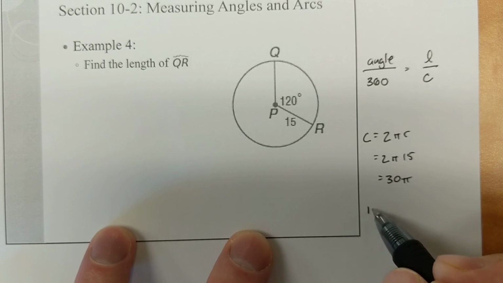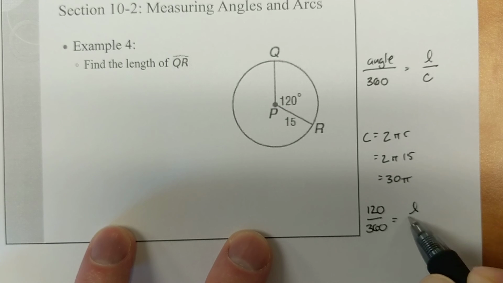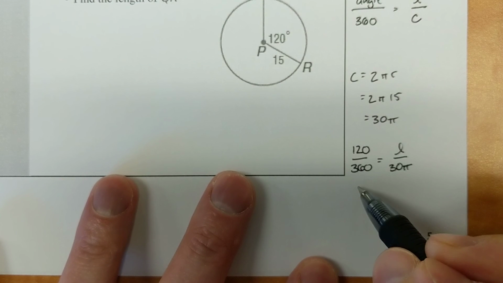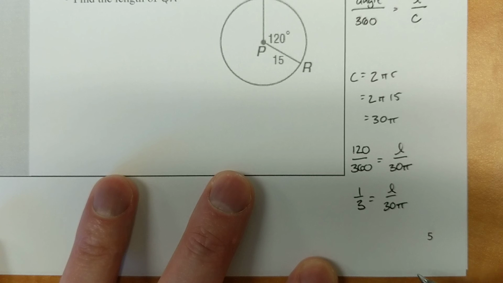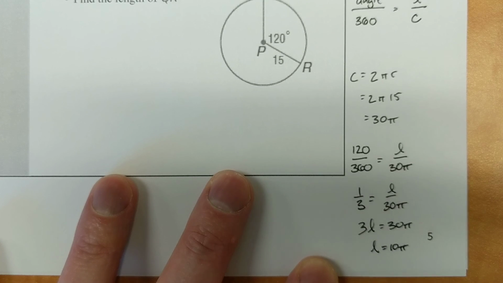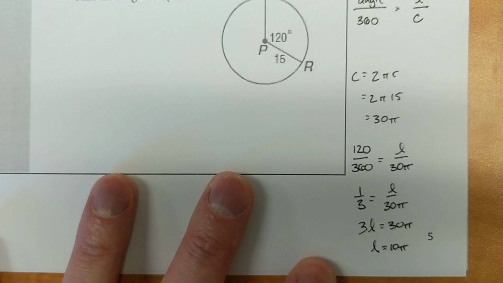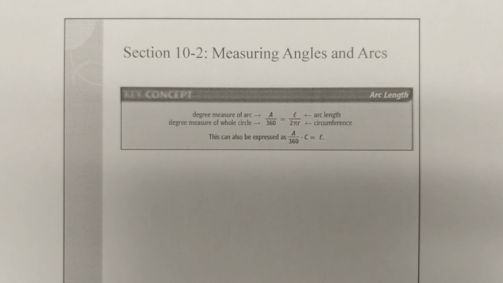So to set up my fraction, my angle is 120 over 360. L is my unknown. And my circumference is 30 pi. Now I'm going to reduce that first. That's 1/3. And then do cross products. So that's 3L is equal to 30 pi. So L is 10 pi once you do your division. And I believe the last slide, yep, is just the thing I just talked about. It's the formula for the previous example. And that is the end of the section.